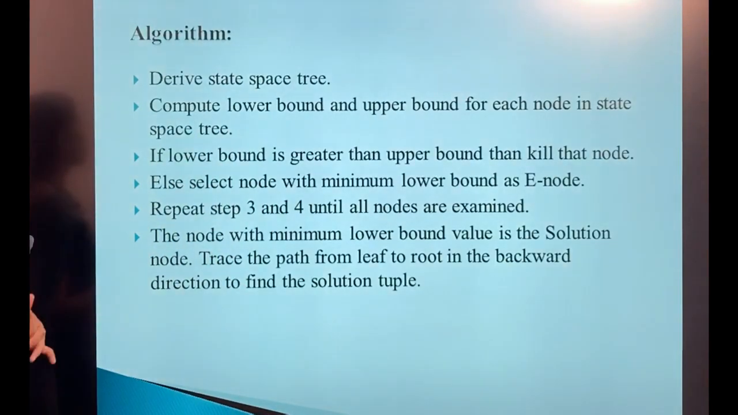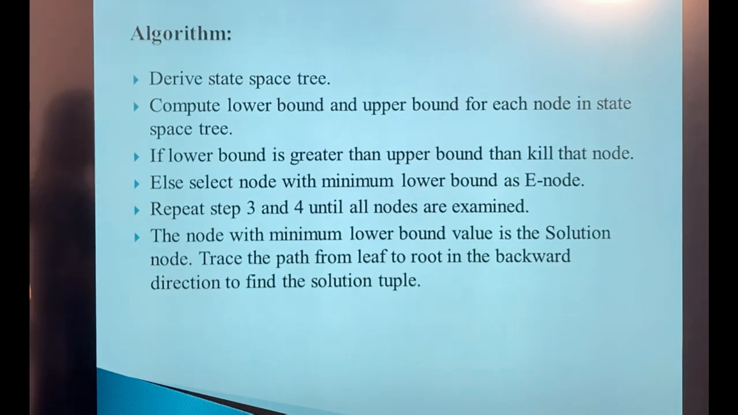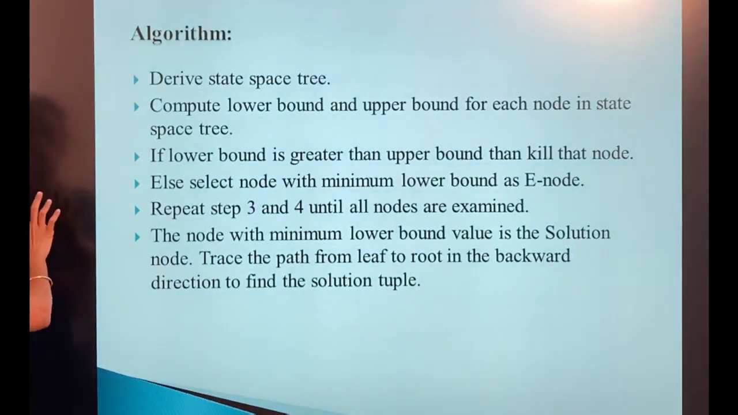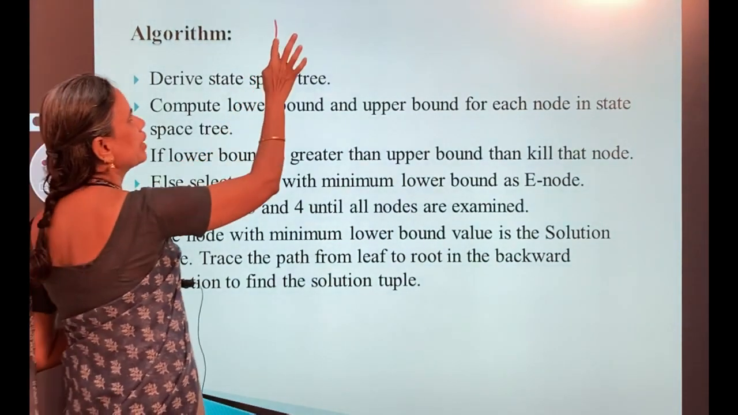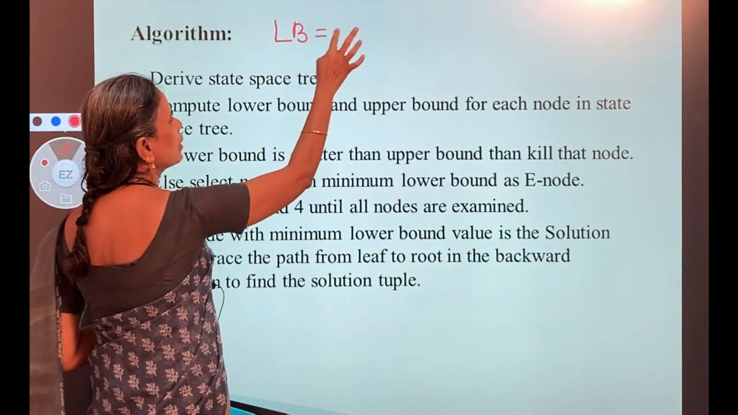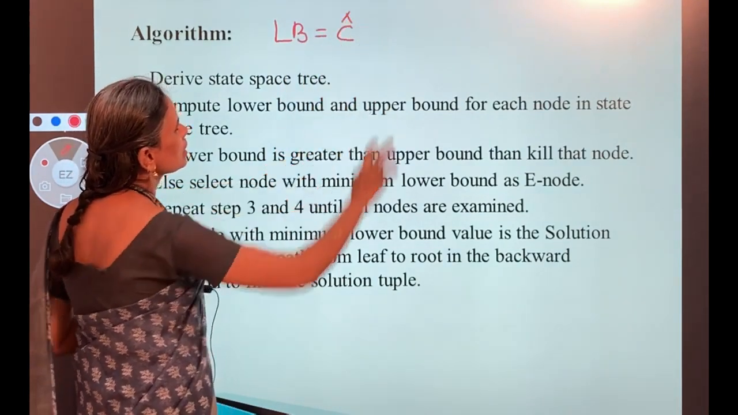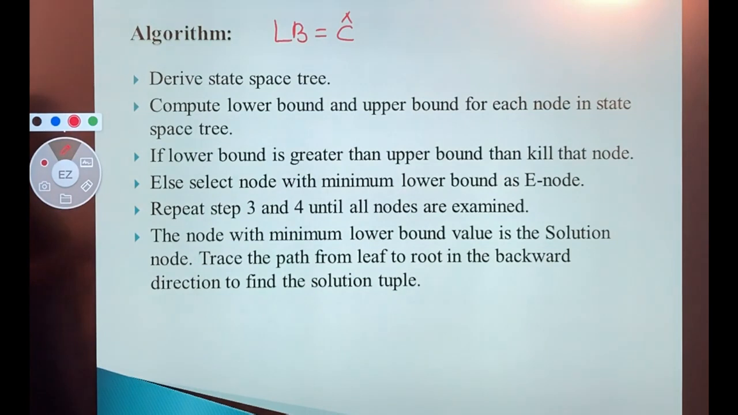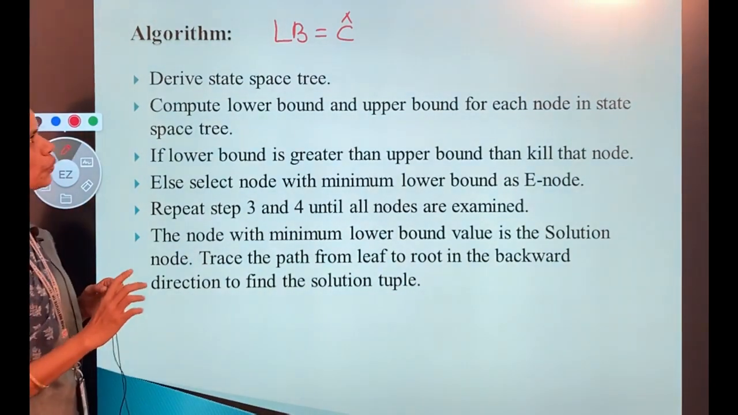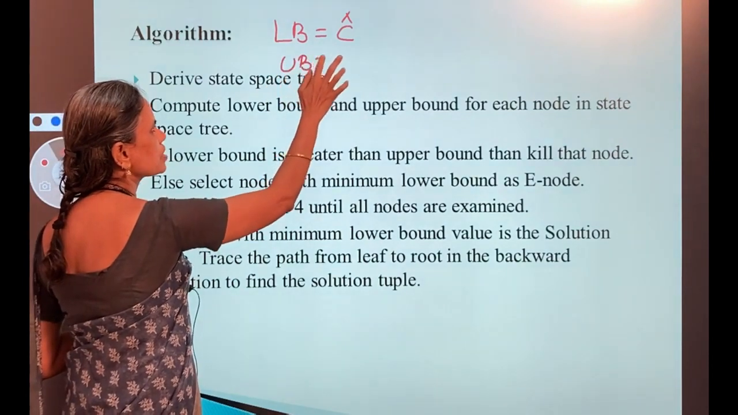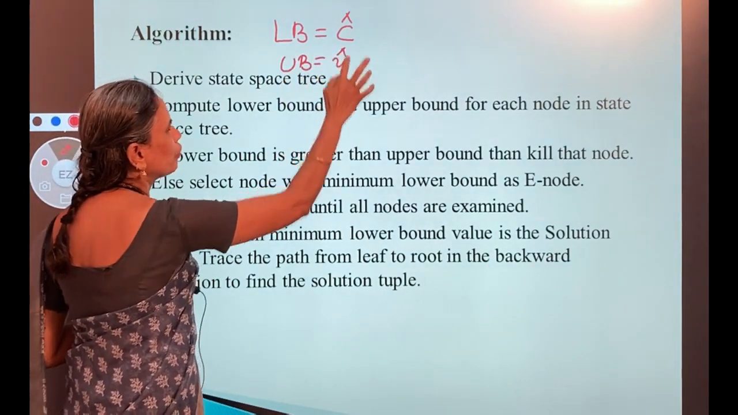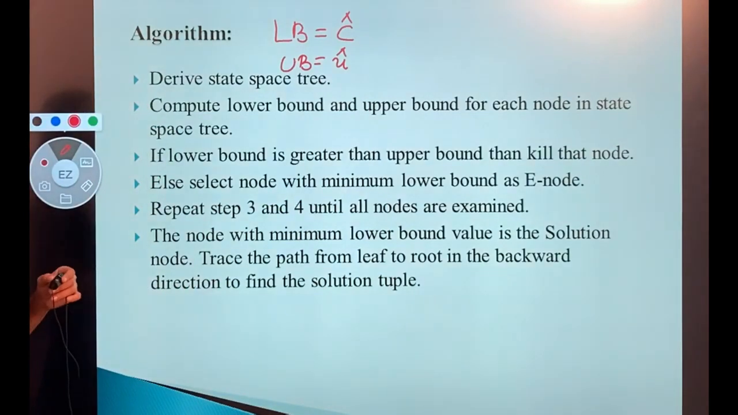What is the algorithm to construct the 0/1 knapsack? Derive the state space tree and compute the lower bound and upper bound for each node in the state space tree. What do lower bound and upper bound mean? The lower bound is represented by C cap. For calculating the lower bound, we do not include any fractions. The upper bound is represented by U cap. For calculating the upper bound, fractions are allowed.